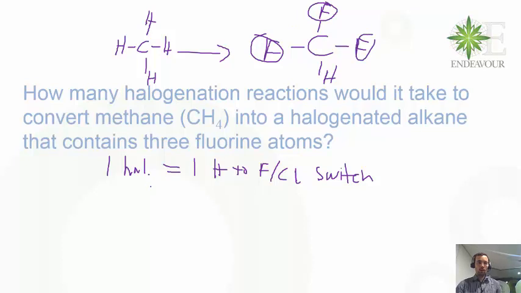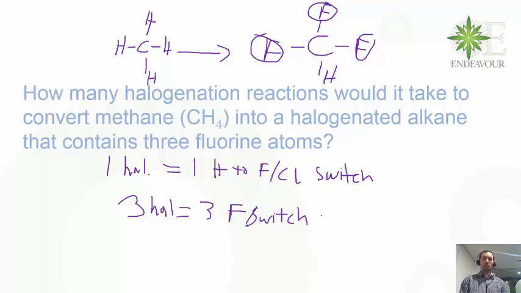So for one halogenation reaction, you get 1 switch. So that means for 3 halogenation reactions, you're actually going to get 3 switches to fluorine. So the correct answer here is 3 halogenation reactions for that reason.